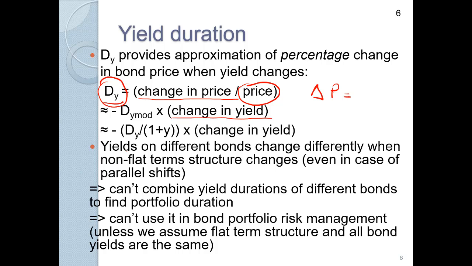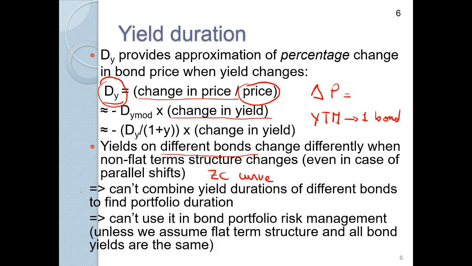Now, one of the problems that you have is the same problem that you had before with yield to maturity. That yield to maturity works really well if I only have one bond. So here, same story. Macaulay duration or modified duration, they work really well if I only have one bond in my portfolio. So if you have yield to maturities for different bonds, those are going to change differently when the term structure is not flat. Remember that the term structure is the zero coupon curve. And this is even when there are parallel shifts. Parallel shifts is that all the zero coupon curve goes up, let's say, by 10 basis points.